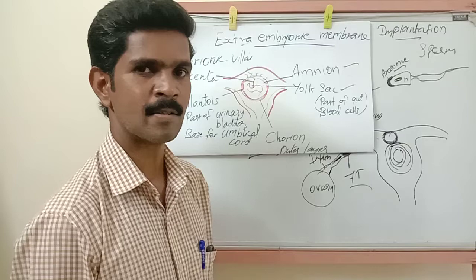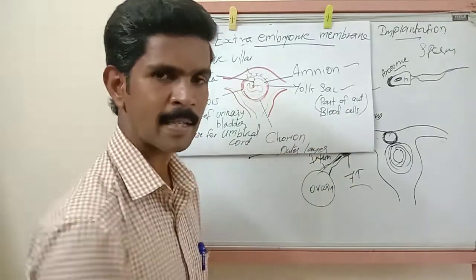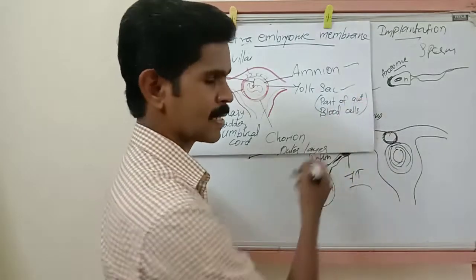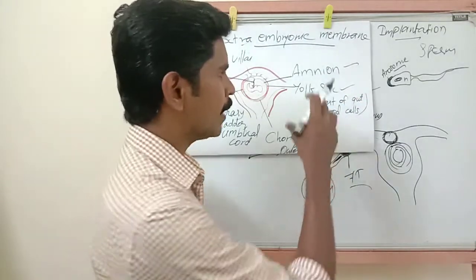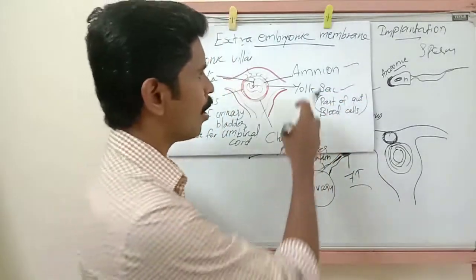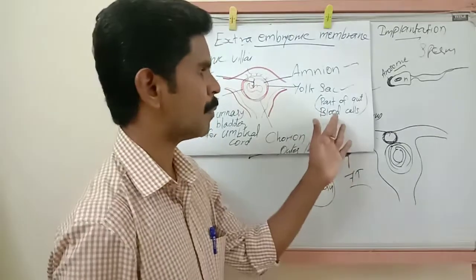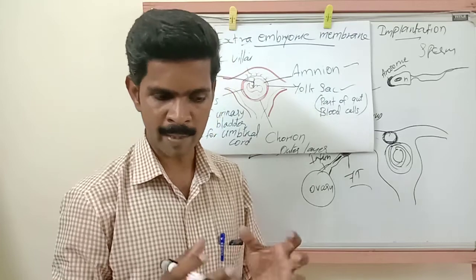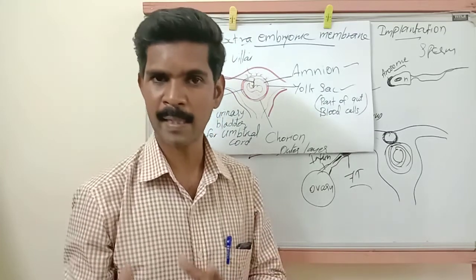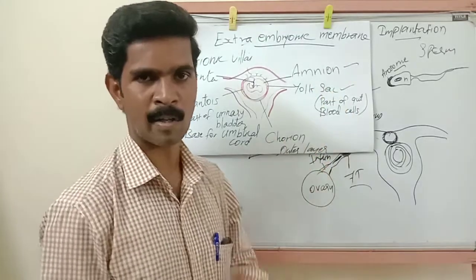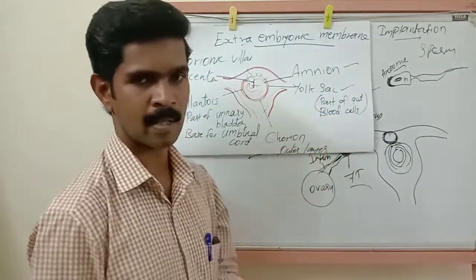The second membrane is called the yolk sac. This yolk sac is part of the gut. Here gut means intestine. This yolk sac acts as the earliest reservoir of blood cells and blood vessels. When the baby is in the beginning stage of development, the blood cells, blood vessels, everything are present in the yolk sac. That's all about the yolk sac.